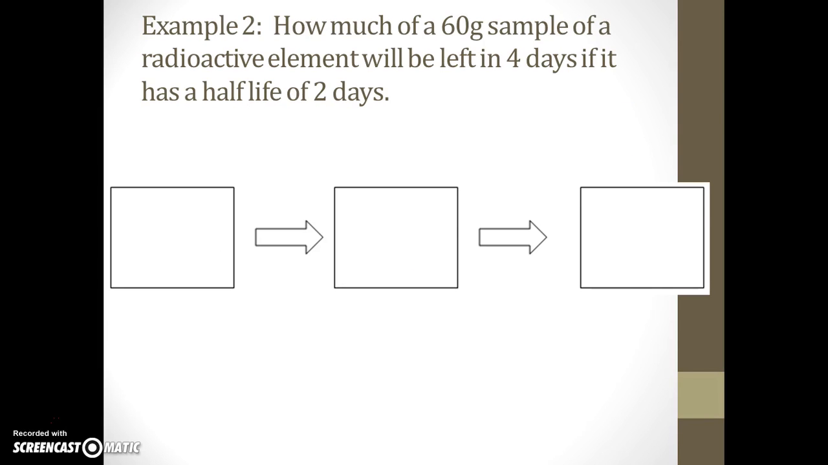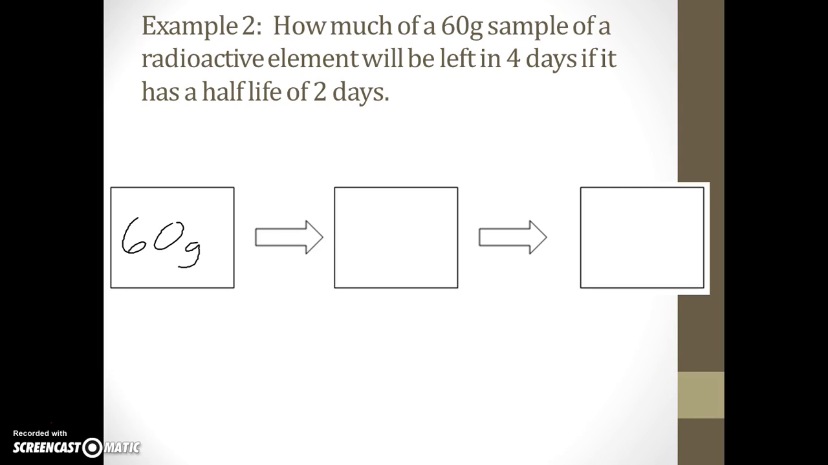Looking at example 2, we're going to do the same exact thing. Here I have less of it written out for you. I just have the boxes and the arrows. We're looking at how much of a 60-gram sample of a radioactive element will be left in 4 days if it has a half-life of 2 days. So in our first box, we put how much we start with. It says 60 grams, so I'm going to write 60 grams.